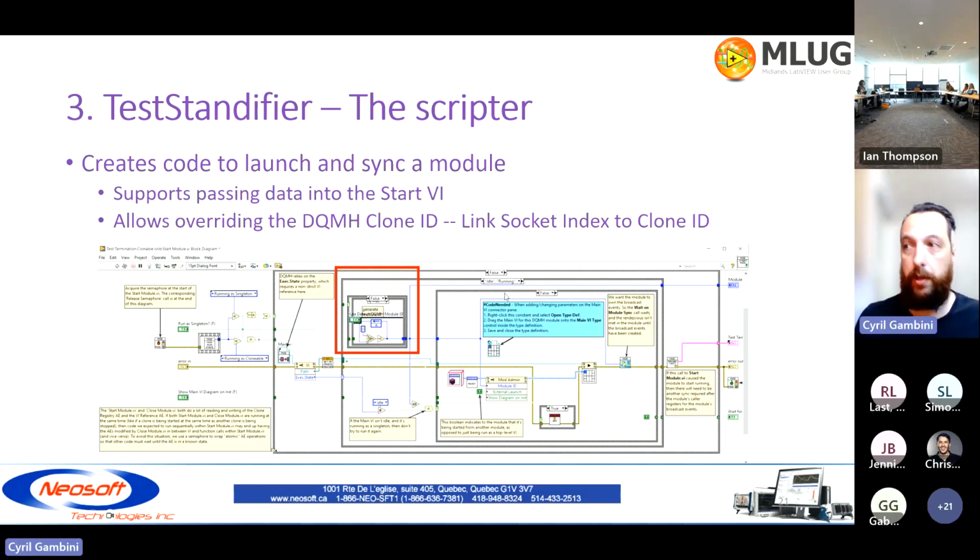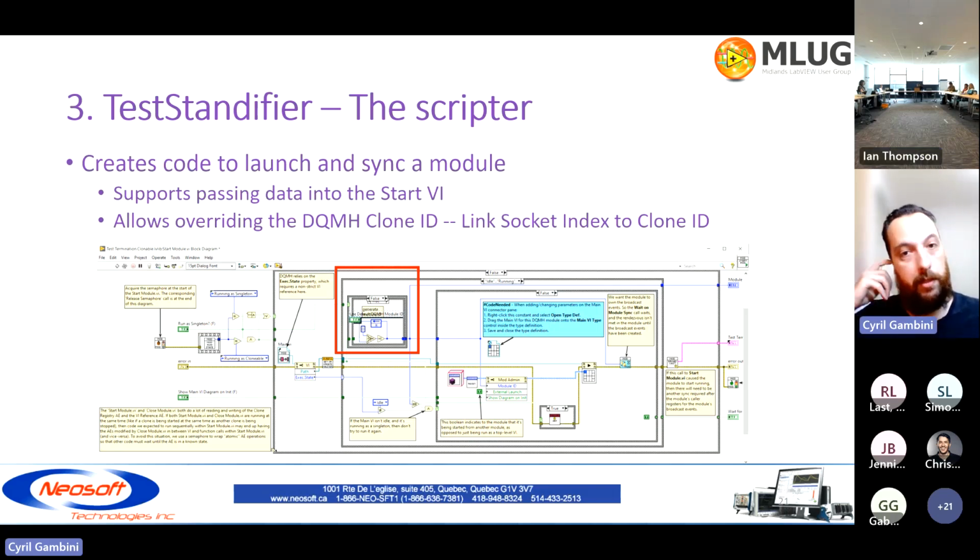So thanks to that modification of the start module VI, you can force the module ID you want your module to have. It's not anymore an addition of +1 that is made automatically by the DQMH module, but you can actually force it from TestStand. So you can pass the test sequence index to that start module, and your module ID will be aligned to your test sequence index.